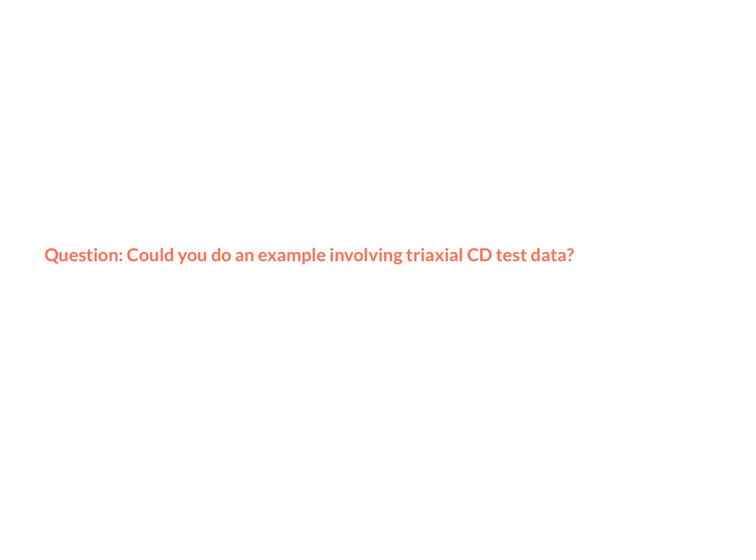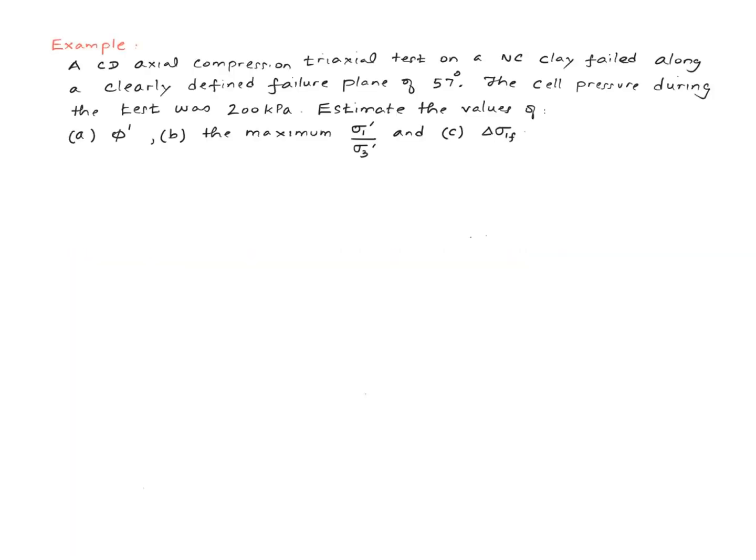The question that I have is, could you do an example involving triaxial CD test data? In this example, we have a CD triaxial test conducted on a normally consolidated clay specimen. It's given that the specimen failed along a clearly defined failure plane of 57 degrees. The cell pressure during the test was 200 kilopascal. The question asks us to estimate phi prime, the maximum principal stress ratios, and the deviatoric stress at failure.